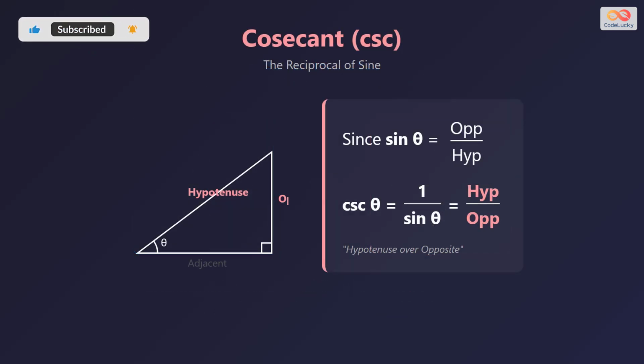Let's meet the first one. Cosecant, abbreviated as CSC. Cosecant is the reciprocal of sine. Since sine is opposite over hypotenuse, we flip that fraction to get cosecant. That gives us hypotenuse over opposite. Mathematically, we write this as cosecant theta equals 1 over sine theta.